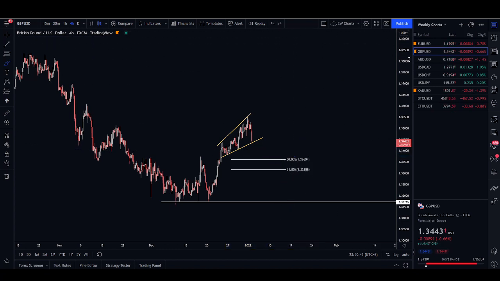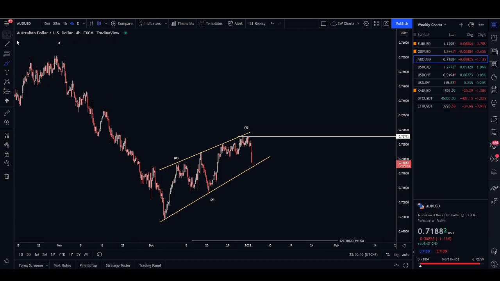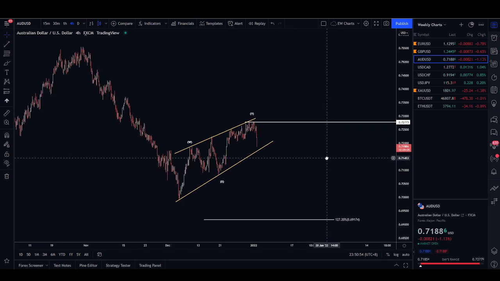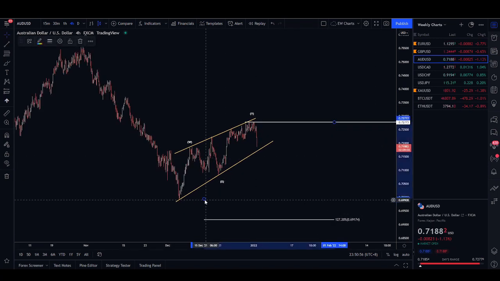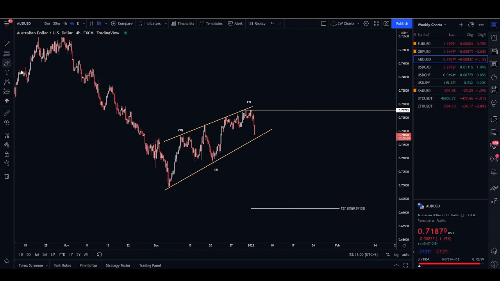Now, the last one that we're going to cover today is on Aussie dollar. So Aussie dollar here is pretty clear, right? I think the direction and the focus you want to look for is definitely on the downside. We have this little consolidation here that kind of gives us a completed WXY 3-wave correction. We're seeing an impulse push to the downside right now, which is pretty neat.